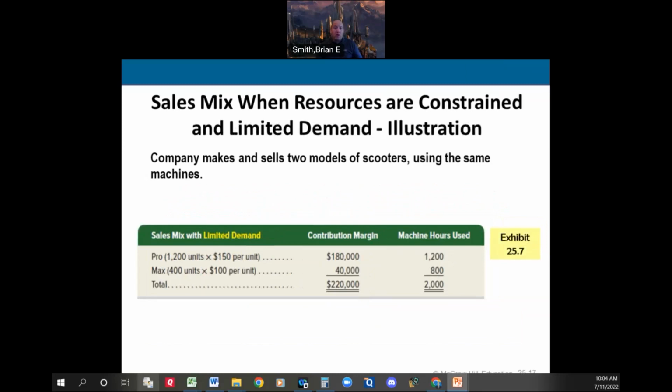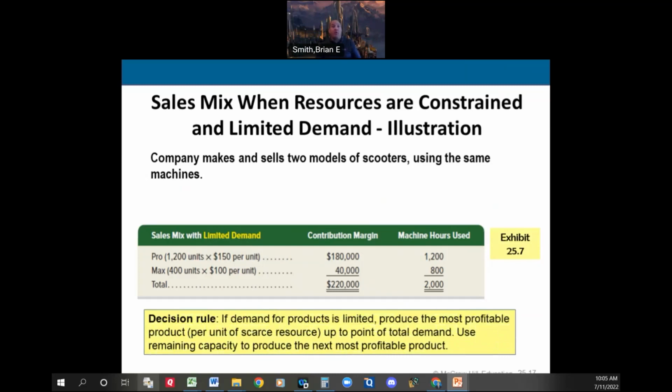But if our demand is constrained, limited demand, we've got to figure out how many units of the Pro we can sell. And here it says 1,200 units. Well, then let's make as many of the 1,200 units as we can. Then we're going to look and see how many we can fill in with the Max, up to our capacity at our plant.